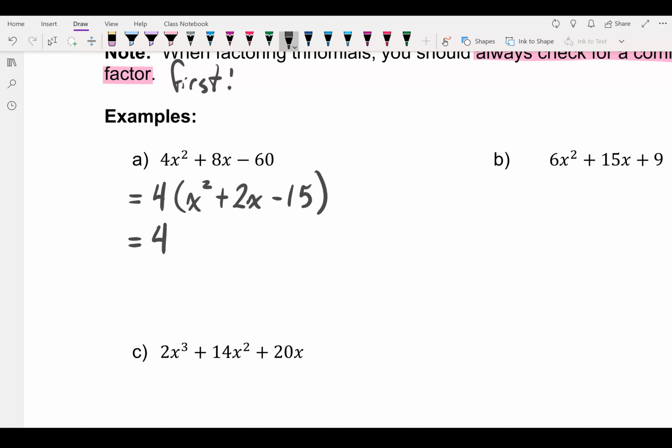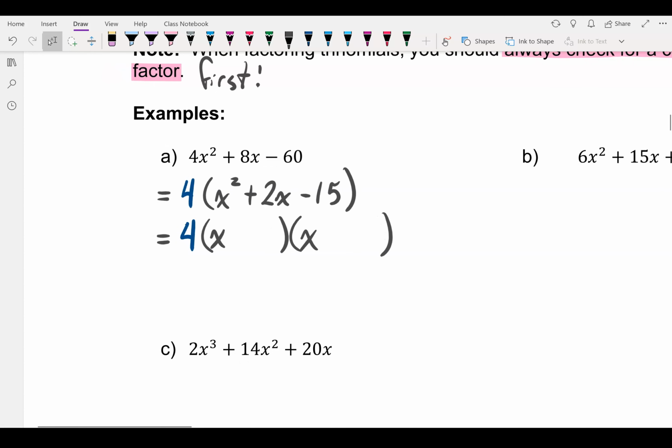So just keep the 4 in front. I'll make it blue so that we see that it's hanging out there. Nothing's changing, it's the same 4. But we factor this trinomial with the leading coefficient of 1. What two numbers multiply to make negative 15 and add to make 2? Well, I'll do a little quick review of that.